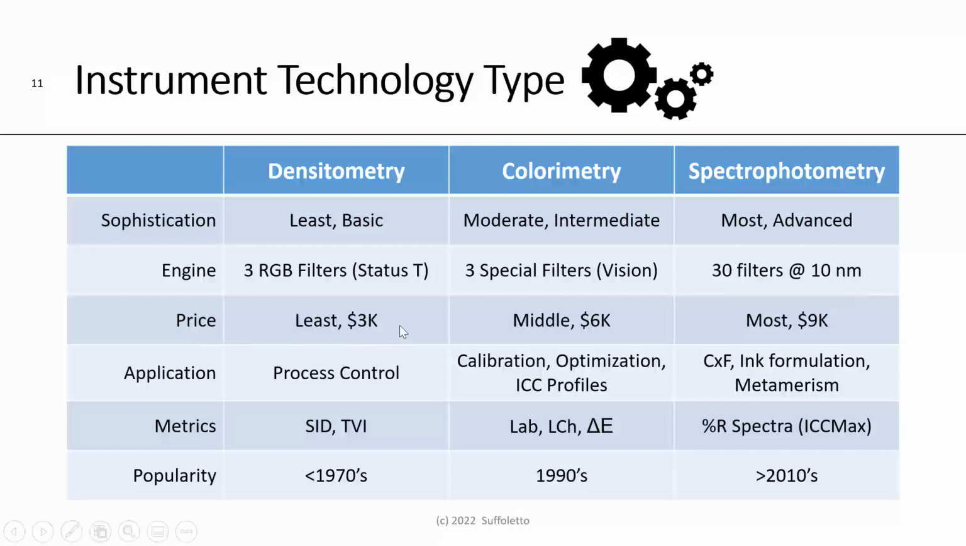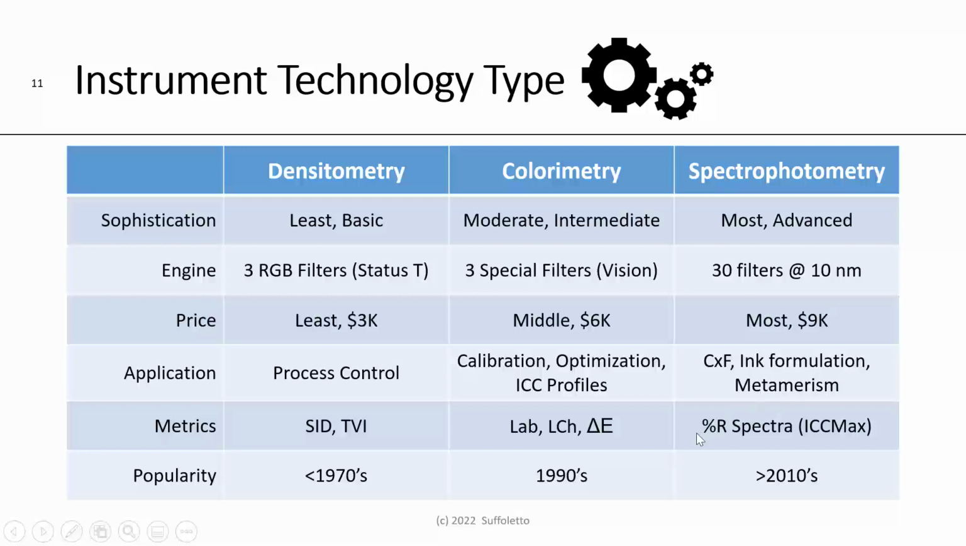Densitometers are the least expensive, around $3,000. Spectrophotometers are the most expensive, around $9,000. For application usage, densitometers are still very valid for process control, for measuring metrics like solid ink density and tone value increase. Colorimeters' applications are typically calibration, optimization, and building ICC profiles. Here we'll use LAB, LCH, and delta E. Spectrophotometry applications would be CXF, color exchange format files, ink formulation, and metamerism or metameric.